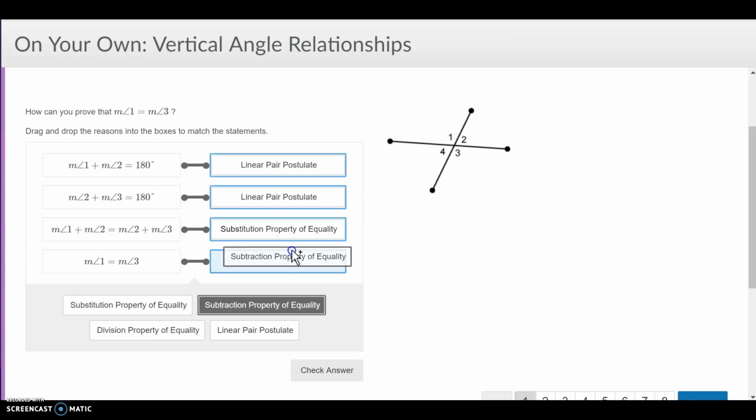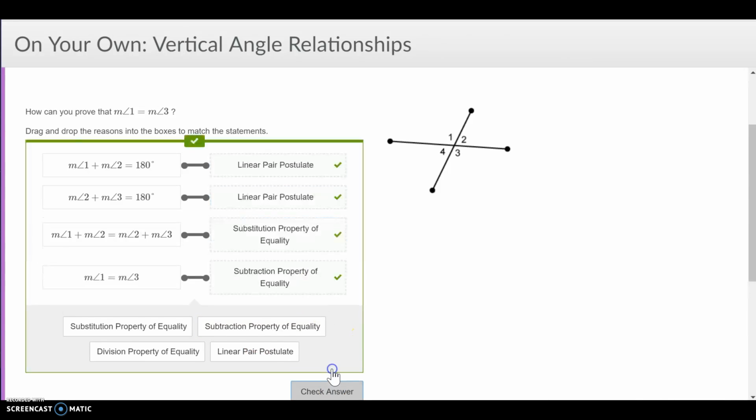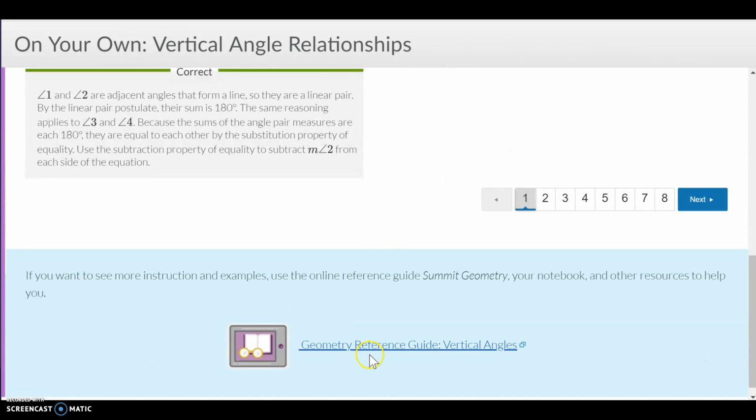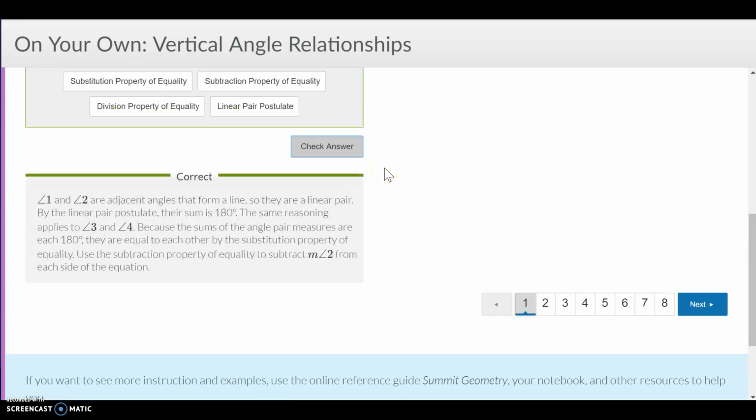Oops. Let's check our answer. Looks good. Remember, you have these reference guides. Don't forget about those.